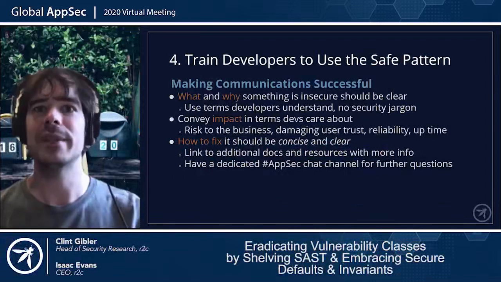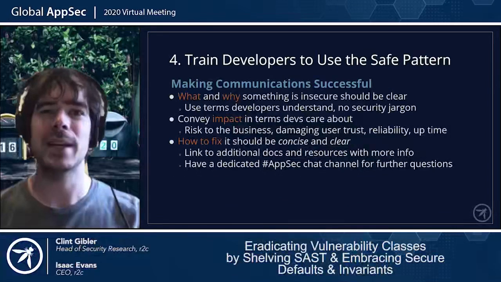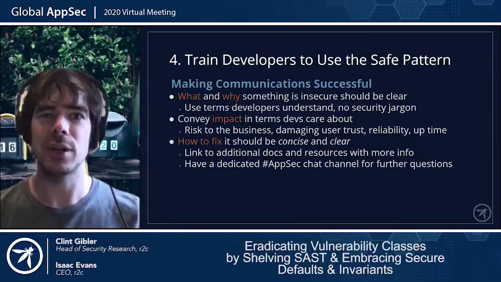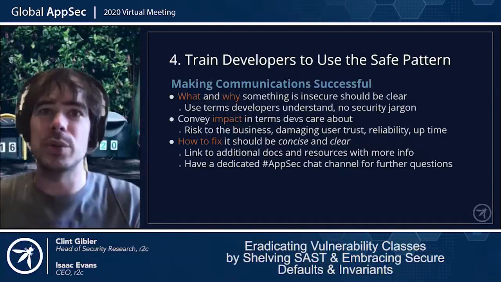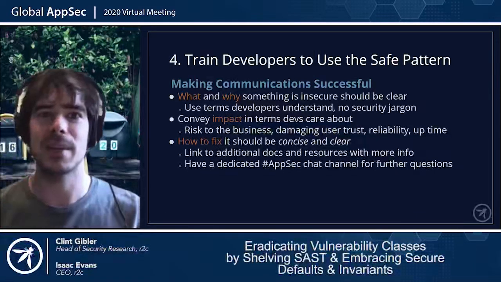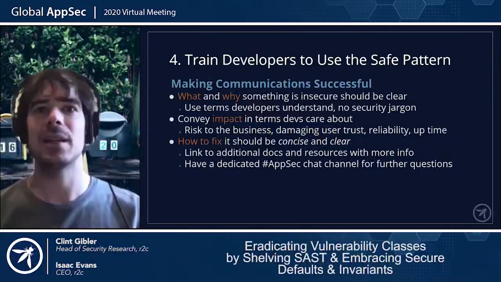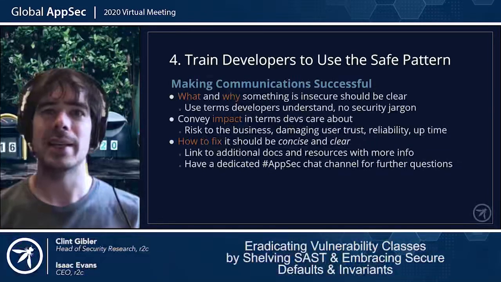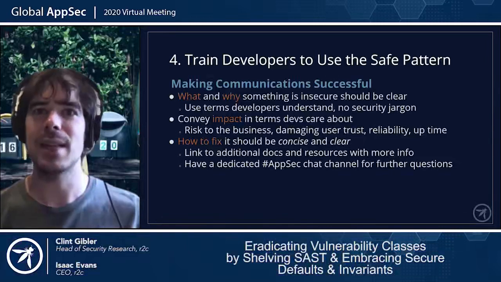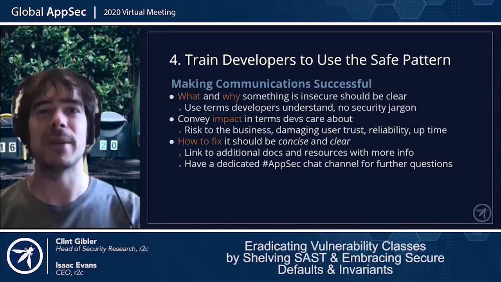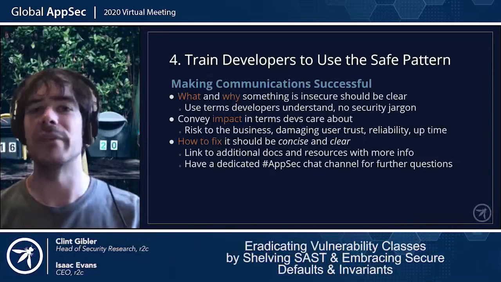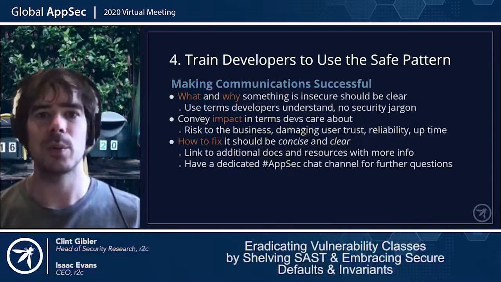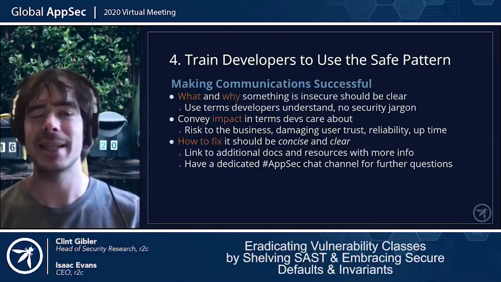Okay, so step 4, train developers to use the safe pattern. So how can we make communication successful? So we want the what and why something is insecure to be very clear, using terms developers understand, not like, don't do this because cross-site scripting. Like the impact of that might not be clear. And if we can convey the impact in terms the developers care about, for example, risk to the business, damaging user trust, like SQL injection might sound scary, but it doesn't necessarily mean anything. But say having an attacker stealing all the private messages or photos for someone, that is more viscerally impactful. Maybe appealing to reliability or uptime. These are also important. And again, you want the how to fix to be concise as well as clear.